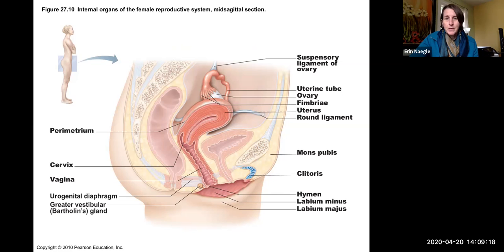Then the two labia, so the labia minora, minus being singular, would be the labia that is a fold of skin without any hair on it. And then the labia majus is larger, has more fatty deposits behind it, and has hair on it.